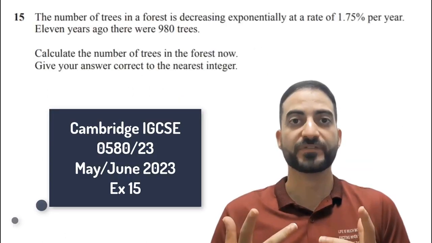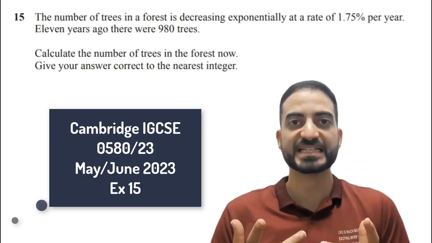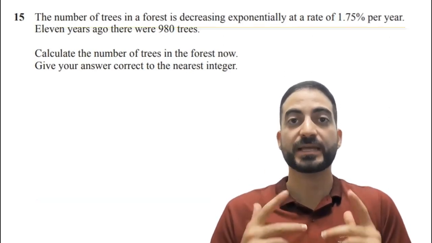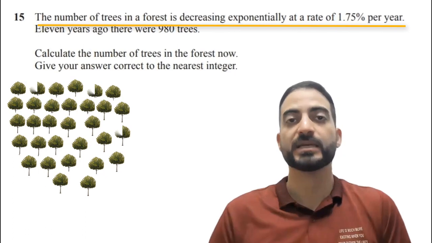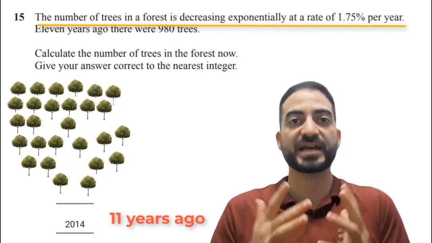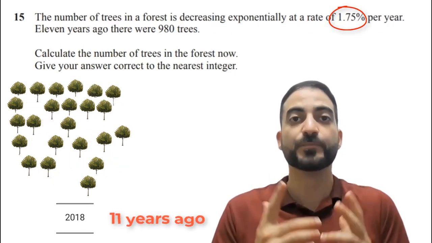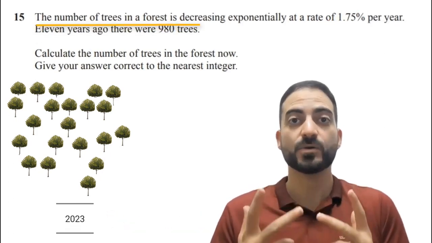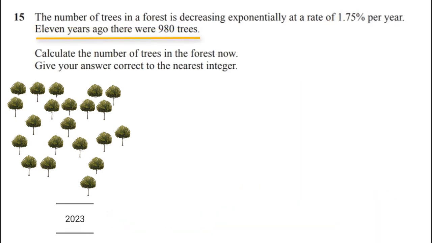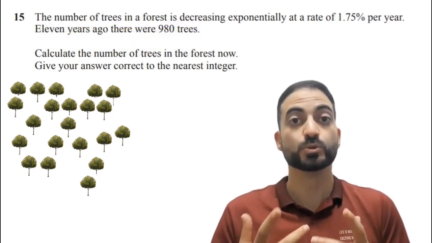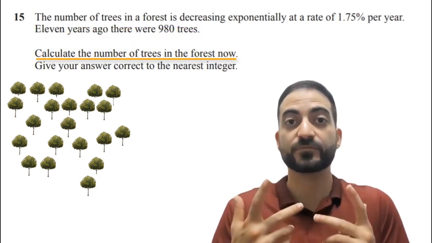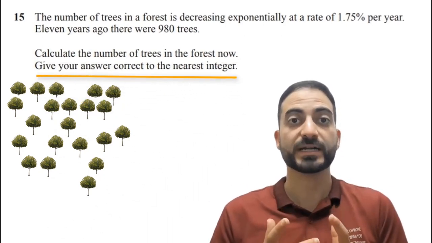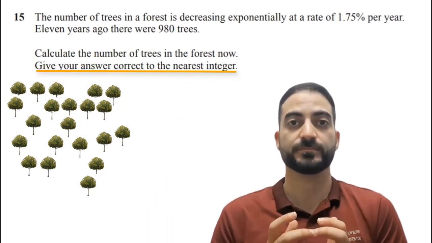We will solve question 15 for the Cambridge IGCSE 2023 competition. In this question, he tells us that the number of trees in a forest is decreasing exponentially at a rate of 1.75% per year. 11 years ago, there were 980 trees. We are required to calculate the number of trees in the forest now. Give your answer correct to the nearest integer.